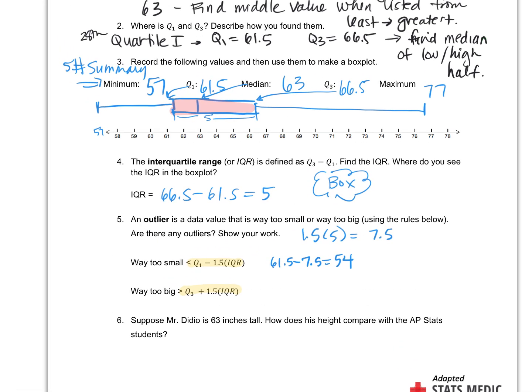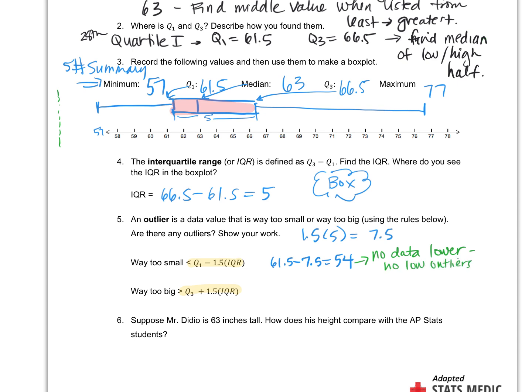Okay, what is that doing? Well, 54 then is like this imaginary fence out here on the box plot. Do we have any data points that would go outside that fence? No. No data lower, no low outliers. That's what that tells us.